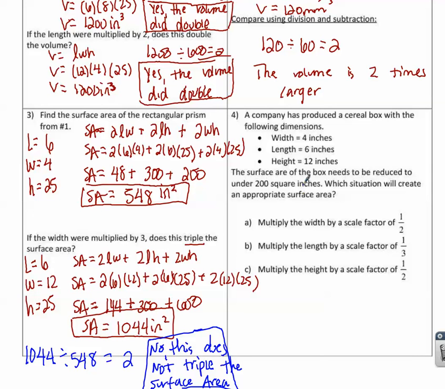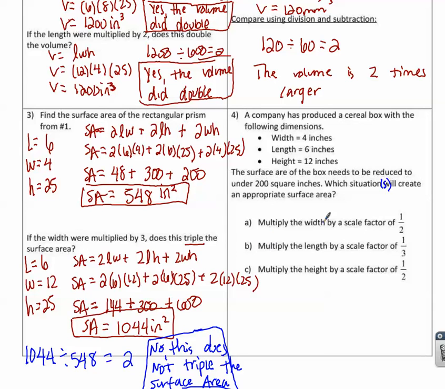Let's look at the last example. Because this is asking for surface area, it's going to be a little bit tedious. You're going to have to show some work, but that's okay. A company has produced a cereal box with the following dimensions: a width of 4 inches, length of 6 inches, and a height of 12 inches. The surface area of the box needs to be reduced to under 200 square inches. Which situation will create an appropriate surface area? Let's add situation or situations.